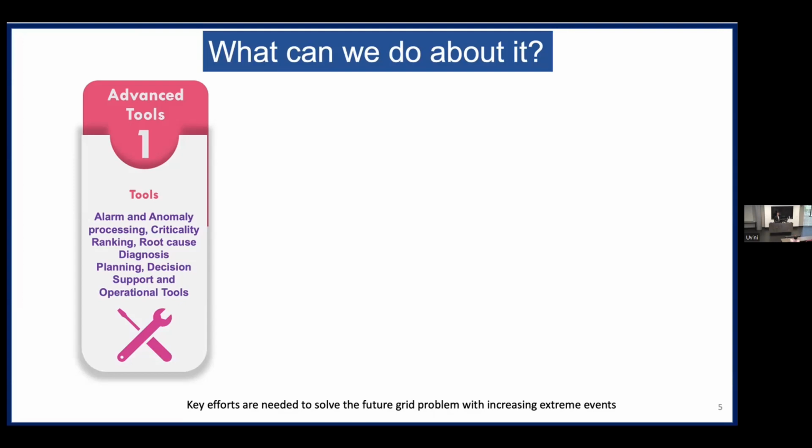We need to classify it. We need to rank it. And then also find the root cause of why it happened. So in this case, it could be simple that there is a weather event going on. That's why we are seeing it. And those root causes also need to be told to the operators with certain confidence. And then decision support and operational tools, of course.